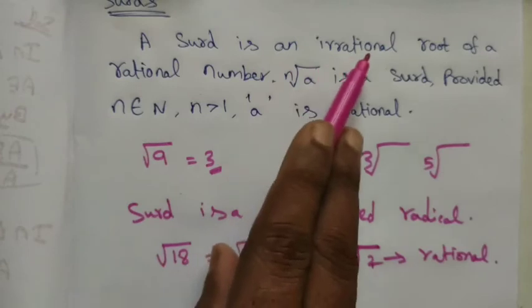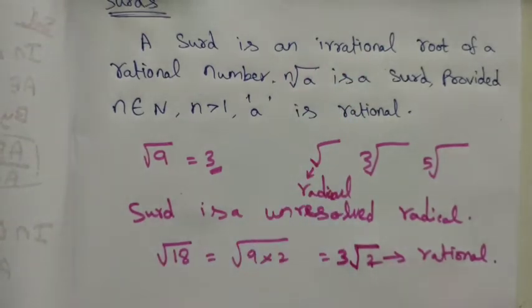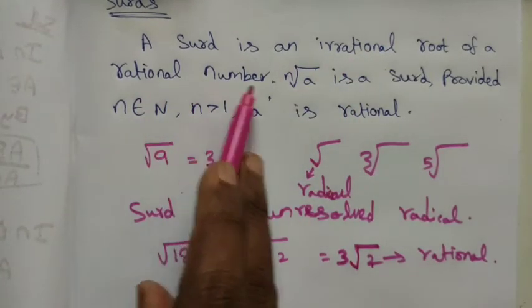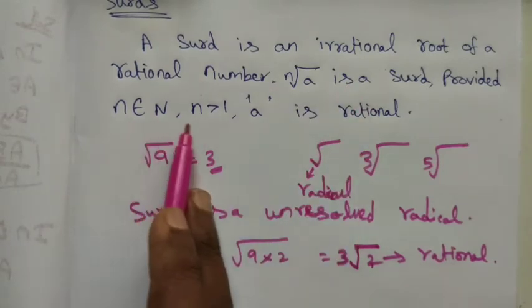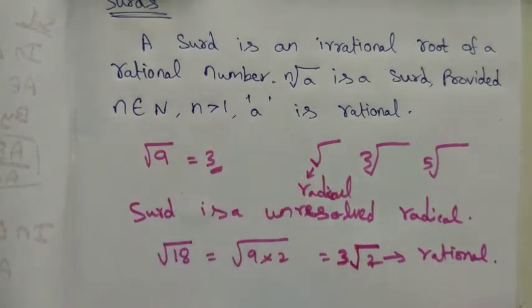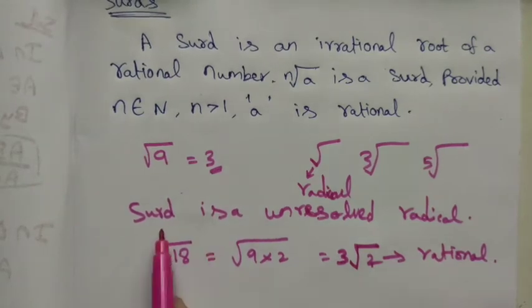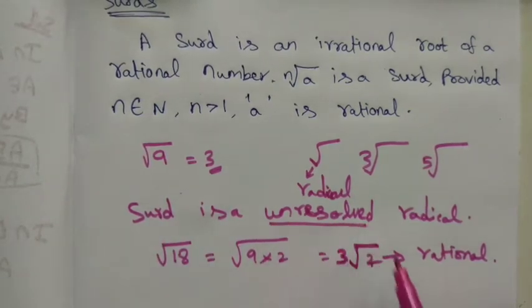A surd is an irrational root of a rational number. The nth root of a is a surd provided n belongs to N and n is greater than 1 and a is a rational number. For this, the surd is always unresolved. Compulsorily you have the root value, whatever the power or index.